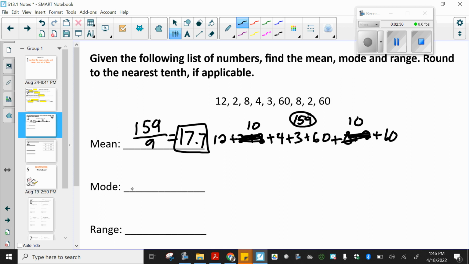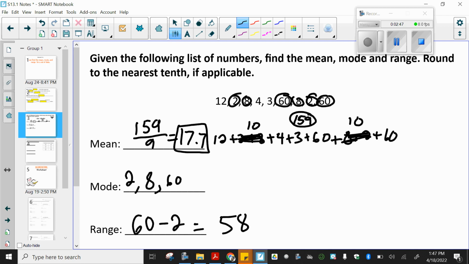The mode is whatever appears the most. So if we look at this, we have two 60s, we have two 8s, and we have two 2s. So our mode is going to be 2, 8, and 60. The range is going to be 60 minus 2. Our range is 58.